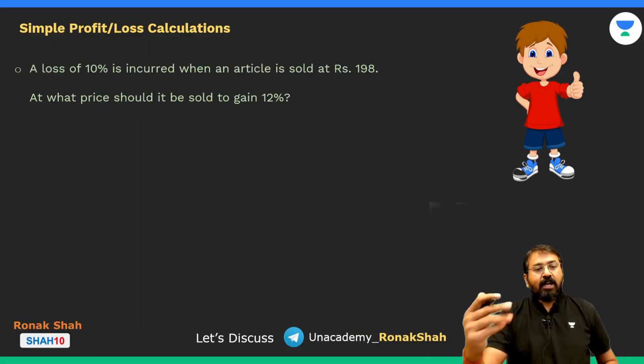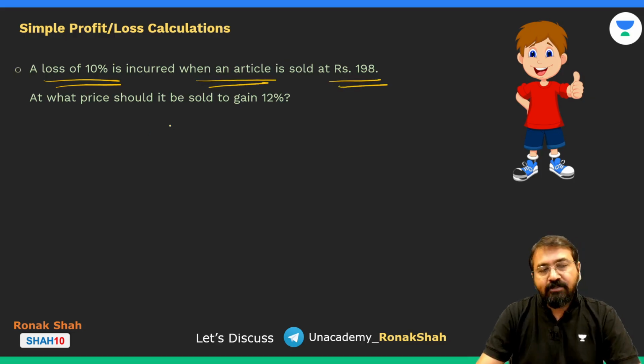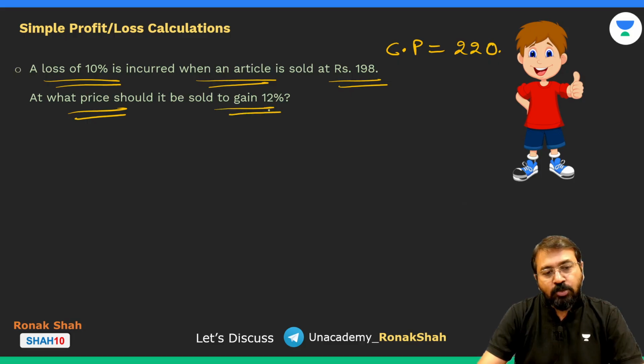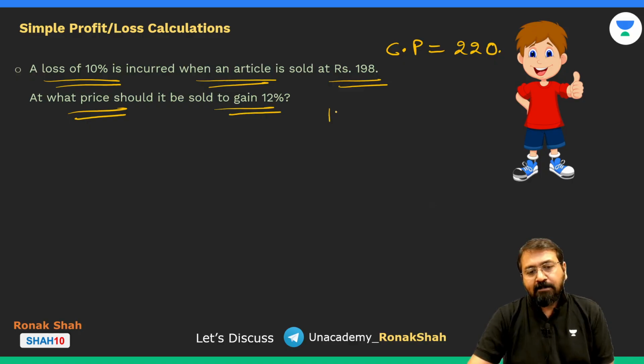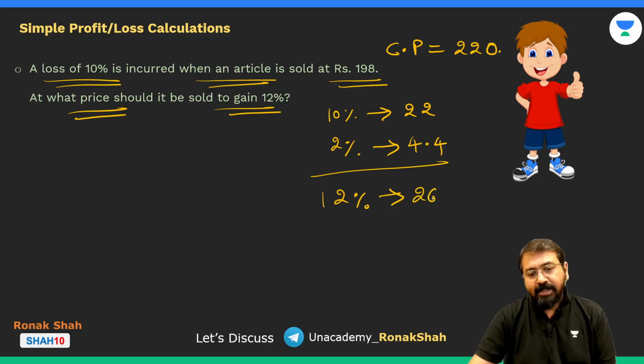Okay, now let's look at few more questions, guys. A few more calculation based concepts. A loss of 10% is incurred when an article is sold at 198. So guys, what should be my cost price? We just calculated 220. At what price it should be sold to gain 12%? So just calculate 12% of 220. So we know 10% it's 22 and we know 2%. So 2% will be 2.2 double, 4.4. So 12%, all these things should happen in your mind. You really don't need to write this. 26.4.